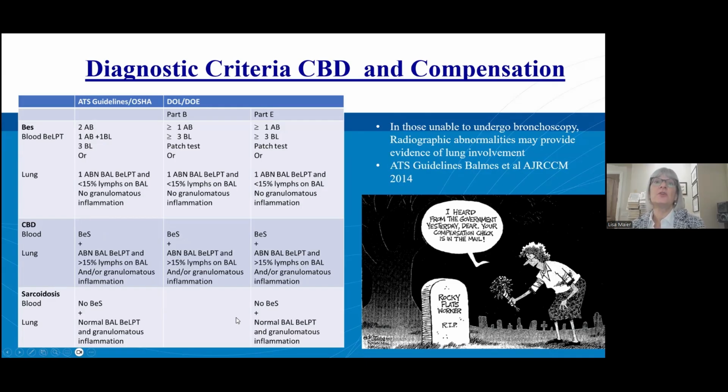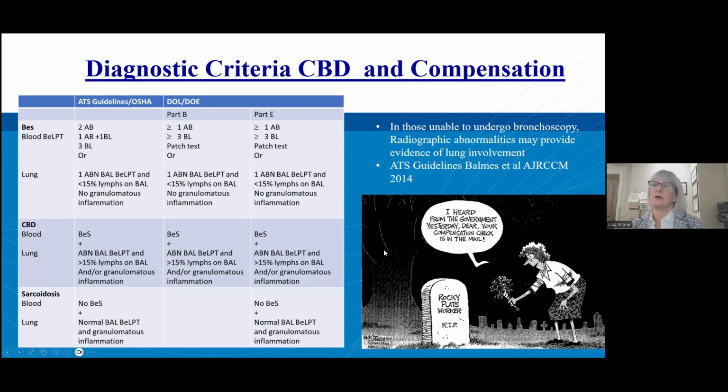The Department of Labor does accept sarcoidosis as diagnostically covered in the right setting. And so again, those people can get medical benefits. People who are part of Part B get this additional $150,000. They also get money for an impairment rating.